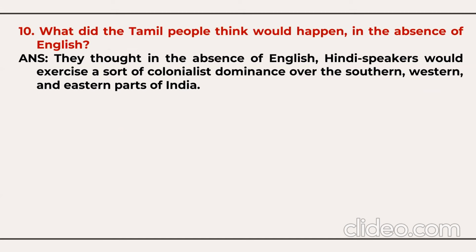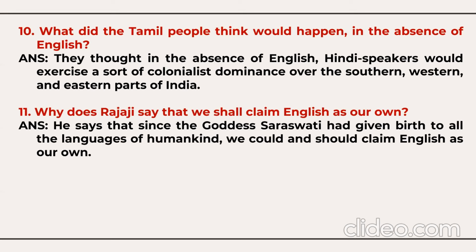What did the Tamil people think would happen in the absence of English? They thought that in the absence of English, Hindi speakers would exercise a kind of colonialist domination over the southern, western, and eastern parts of India. Why does Rajaji say that we shall claim English as our own? He says that since the goddess Saraswati had given birth to all the languages of humankind, we could and we should claim English as our own language.